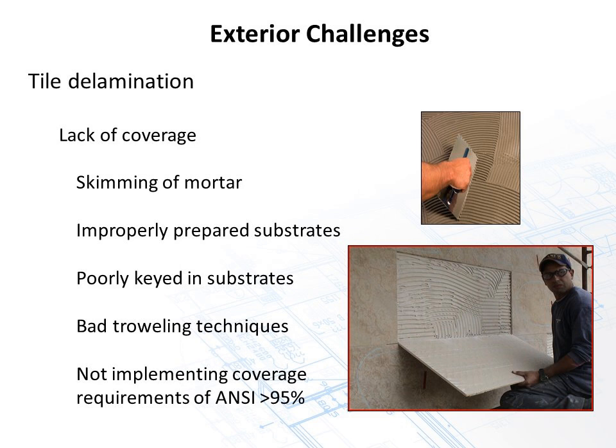Poorly keyed in substrates: you want to make sure that the mortar is keyed into the substrate well before you start notching. And again, as we talked about a little bit earlier, you really should be notching one direction and pushing and pulling in the opposite direction so we get it good and flat down. No swirling, as you see in both of these pictures. You can see how that tile came off. It looks like it wasn't even touched in the bottom. Of course, not implementing 95% ANSI required coverage.